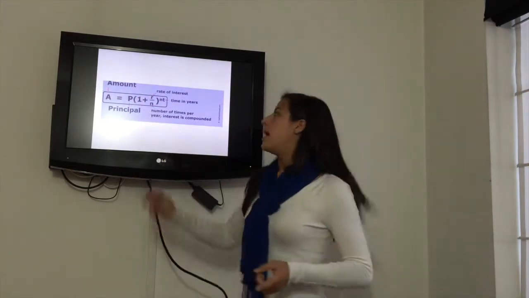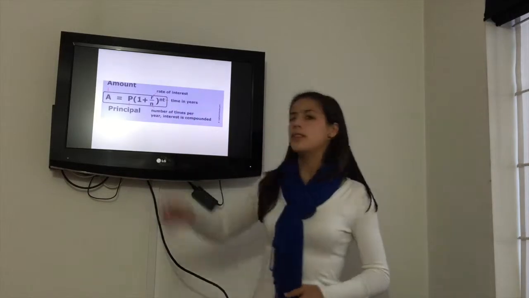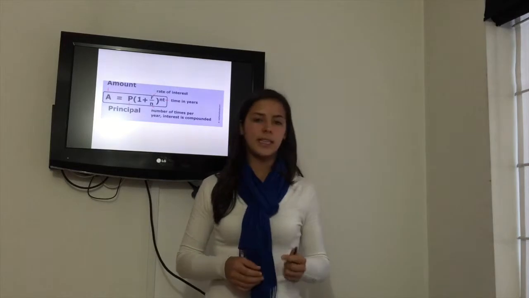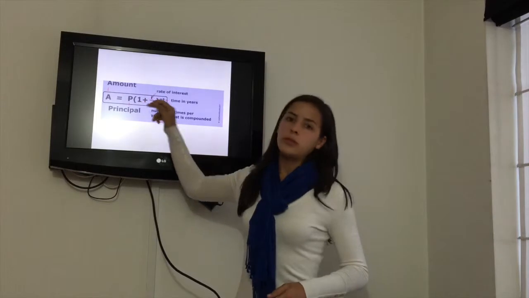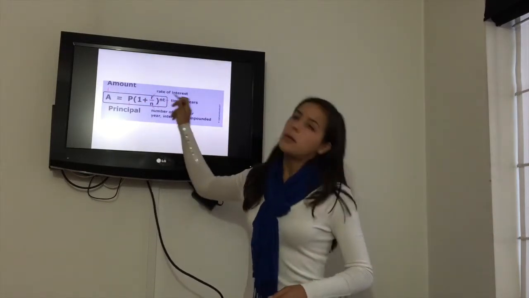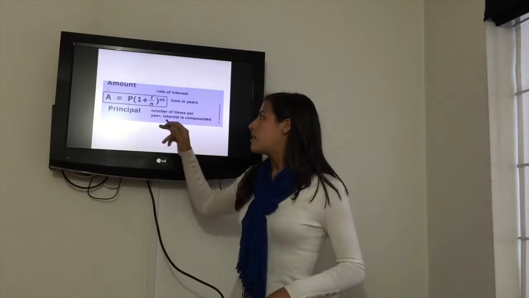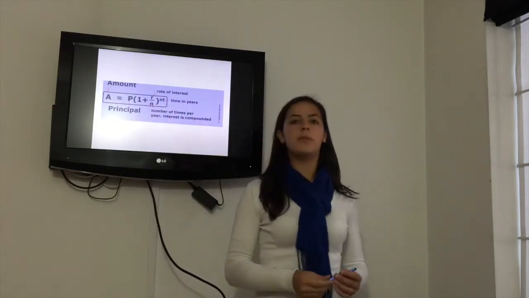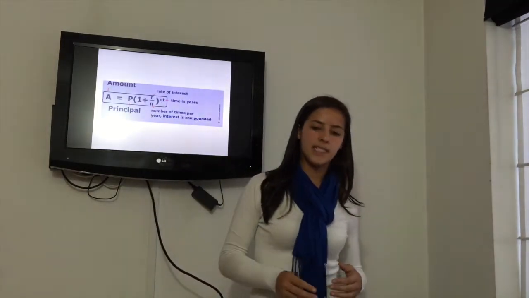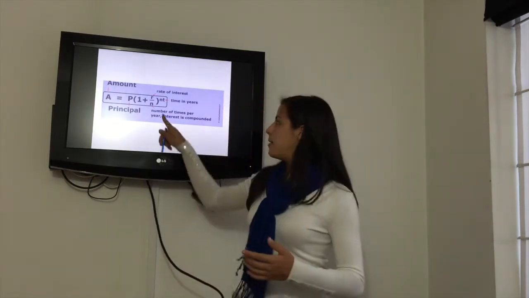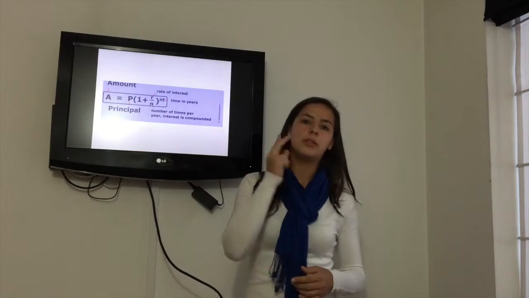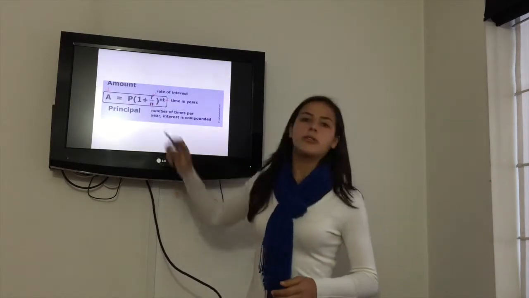R is another variable, and R is the rate of interest which the bank is going to give you. So for example, if the bank told me that the rate is 20%, then I'm going to replace it with 0.2, which is the rate of interest. Then n is the number of times per year that you will invest. So if I invest the money semi-annually, then the number of times per year will be 2. So n equals 2.